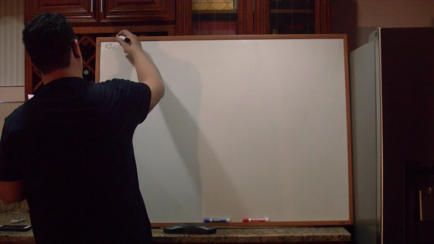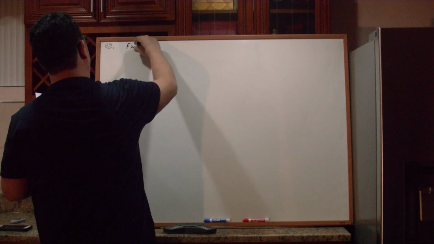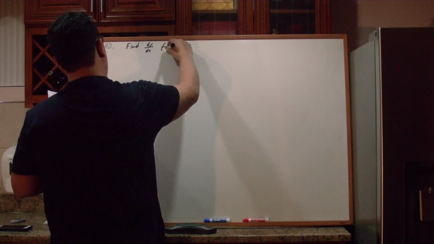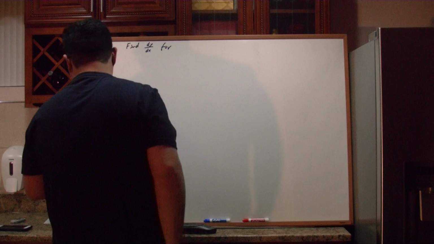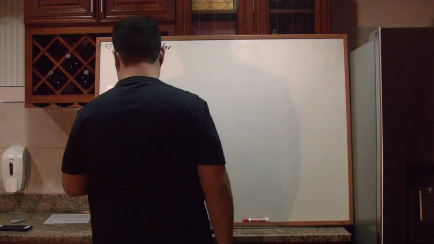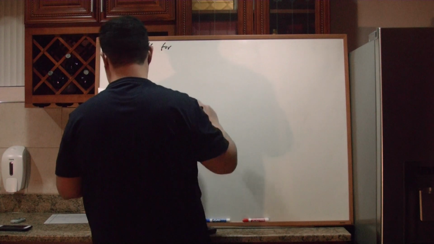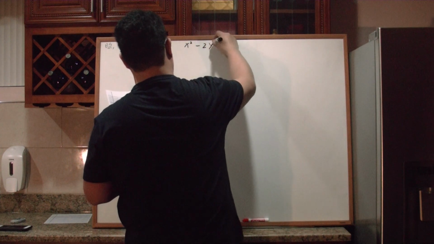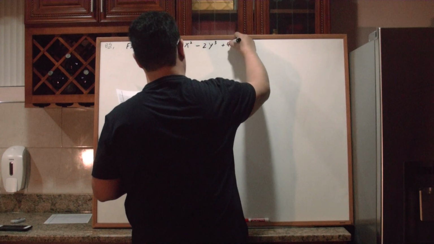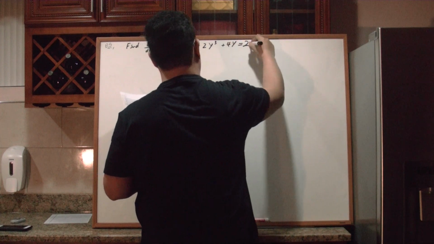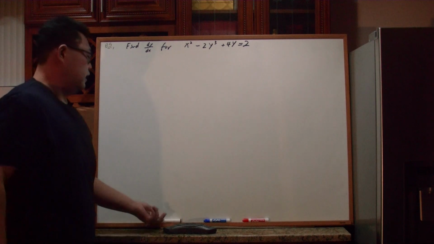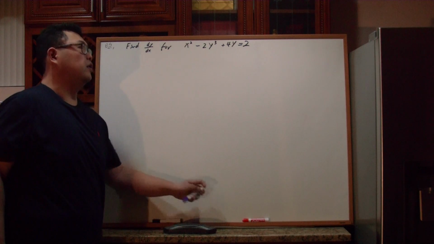Another example could be shown. Find dy dx for x squared minus 2y to the third plus 4y equals 2. We just need to know that we need to find the derivative of every term.